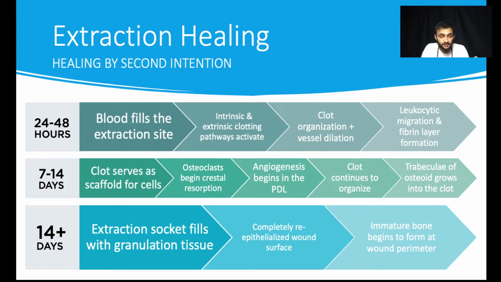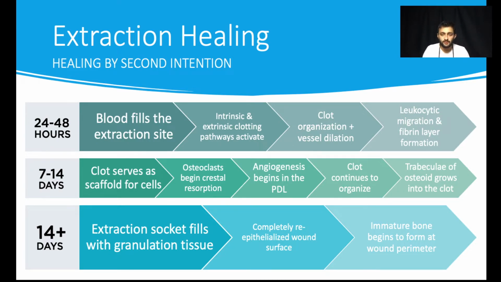Now, in the third part of this process, from 7 to 14 days, we have angiogenesis beginning in the PDL, and then the clot continues to organize. And organization occurs through fibroplasia, all while blood vessels are making their way to the center of the clot. And lastly, we start to see trabeculae of osteoid growing into the clot.